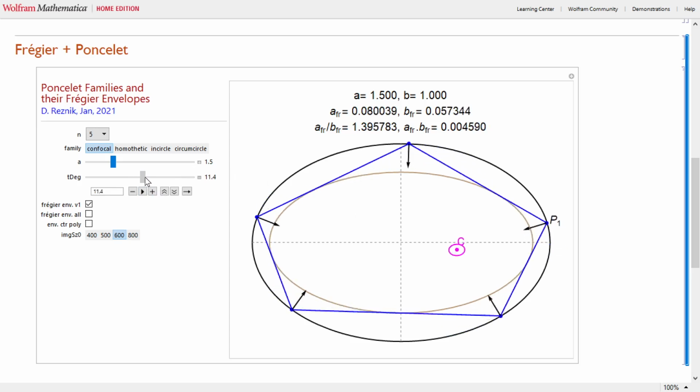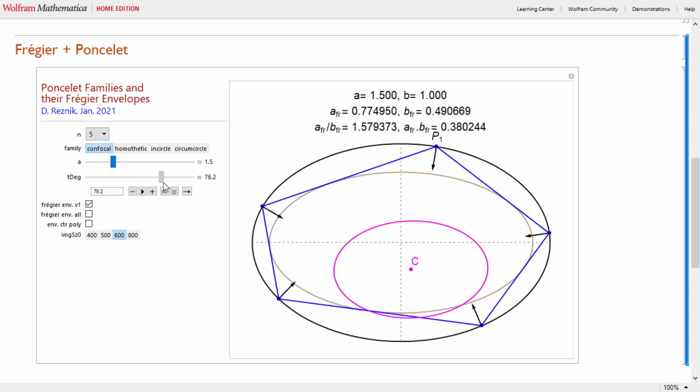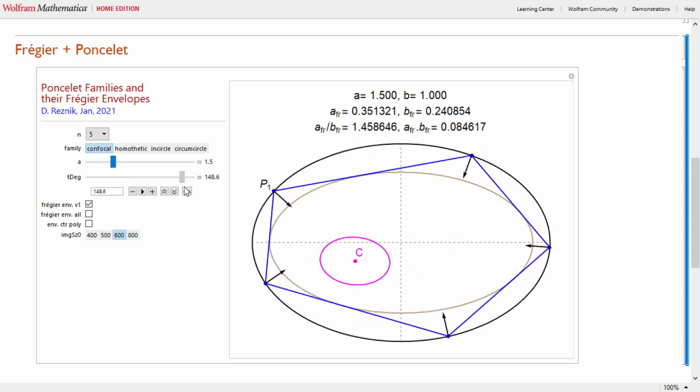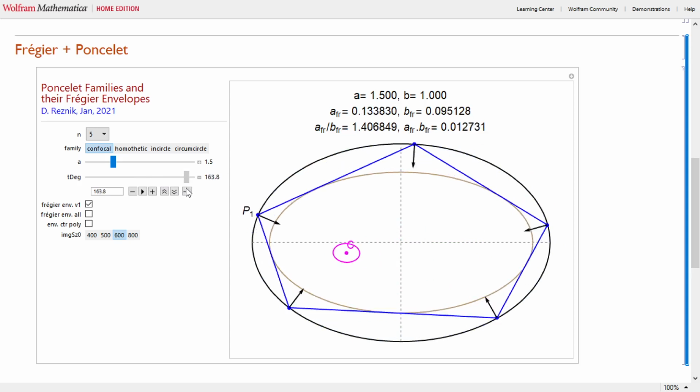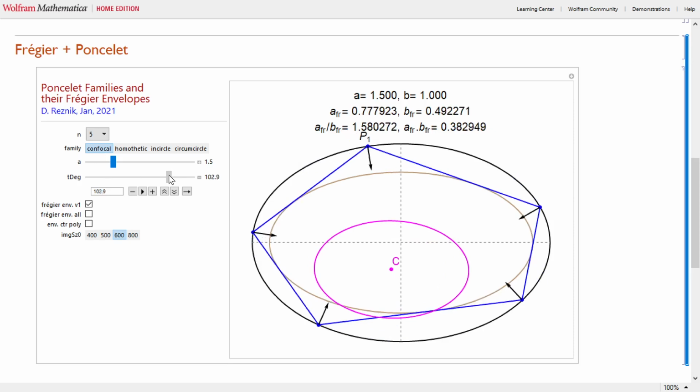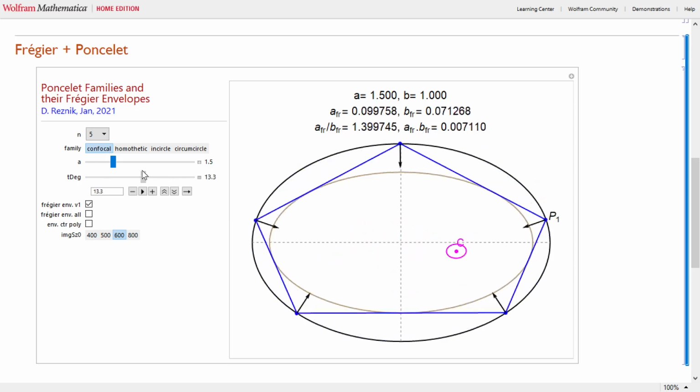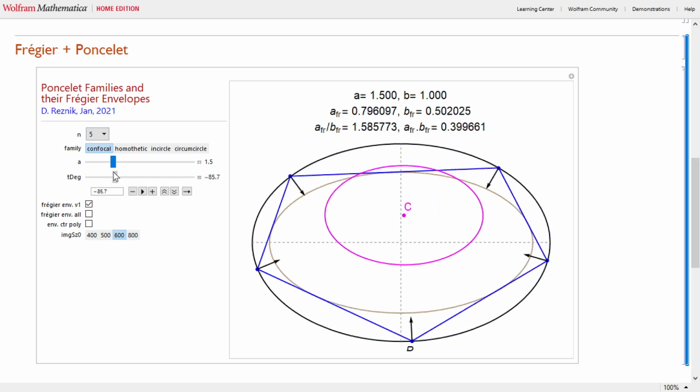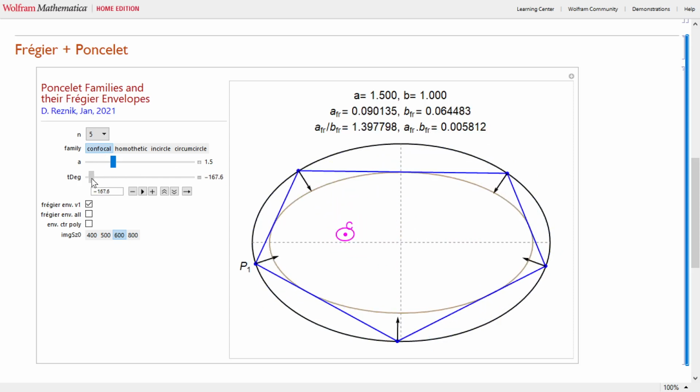But what we get is a family of Frégier envelopes. And what I'm showing up here, I was looking for invariants. You can tell that the axes of this envelope nor the ratio or product of these axes is constant. Okay, so there's nothing here. That's too bad, but I wasn't expecting much.